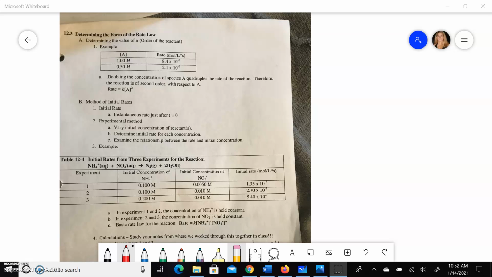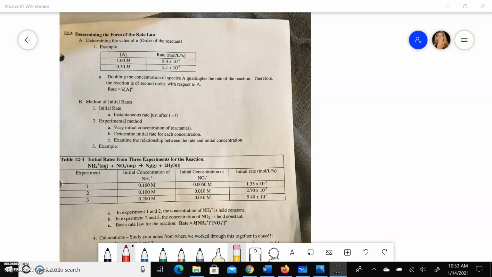Alright, in the last video we talked about these rate laws, which are going to give scientists information about how something changes compared to the rate, like the concentration to the rate, and then we also are going to do concentration to time. But for now, let's just go over an example here. So you can see that the concentration of A went from 1 molar to 0.5 molar, and the rate went from 8.4 times 10 to the negative third down to 2.1 times 10 to the negative third. So what that means is that if we go backwards and double the concentration of A, it's going to quadruple the rate of the reaction.